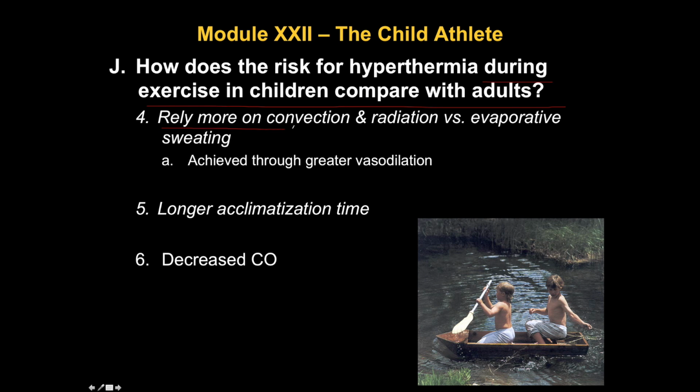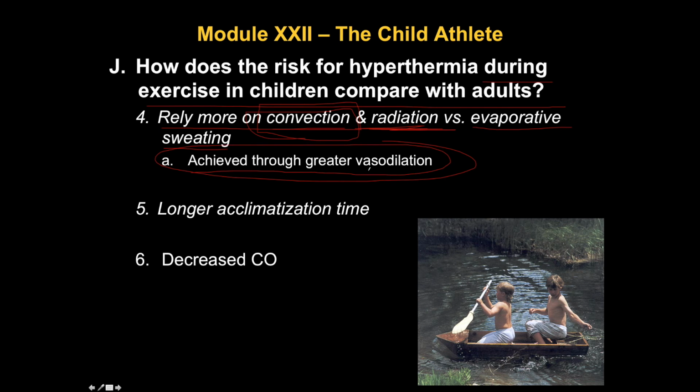Well, children are going to rely much more on convection. So that is basically any air movement around the child to dissipate the heat. They're also going to use more radiative heat, so they're trying to just radiate the heat instead of evaporating sweat to cool the body. In the adult, sweating and evaporation of sweat is the main mechanism by which we can keep the body cool. In the child, they're going to rely more on convective currents and radiation to do so. So this is going to be achieved through greater vasodilation. So the child actually has more vasodilation, which then allows for radiant heat to be expelled.